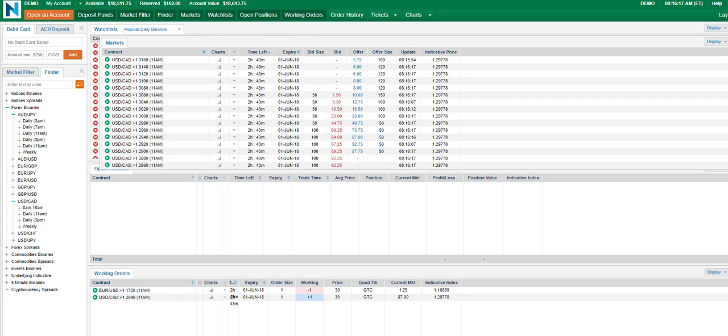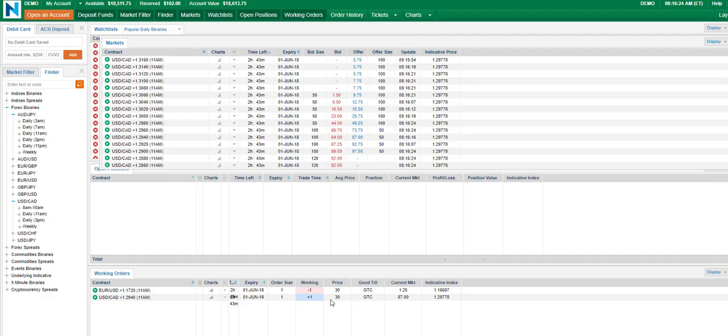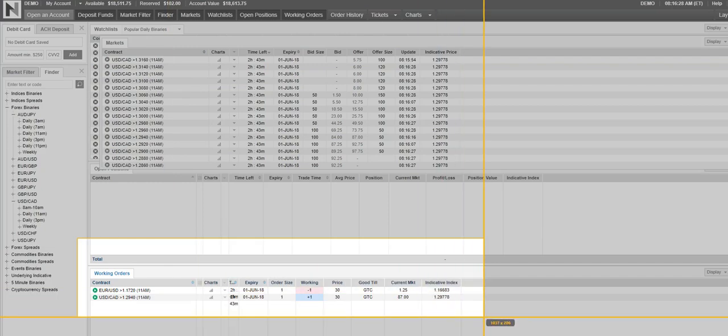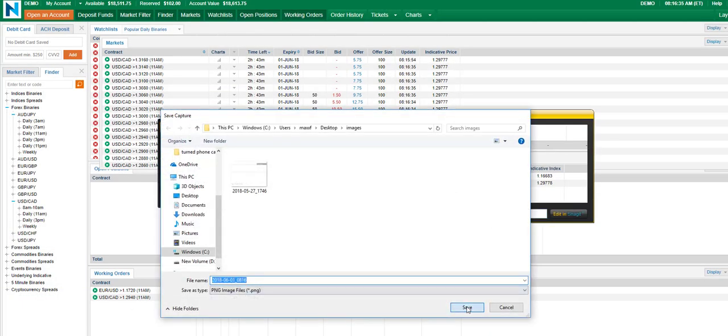Now, I only do this on the signals that come out at 8:15. That's it. These are the only two that I'm on. So I'm on these two particular trades right now. And I'm just going to take a quick screenshot of these. Capture that and save them.